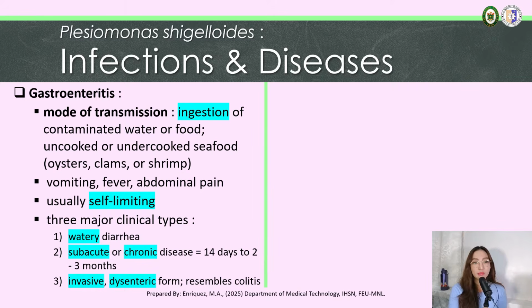All right, ulitin po natin ang mode of transmission ng Plesiomonas shigelloides infections is via ingestion. So there are three major clinical types of gastroenteritis caused by Plesiomonas shigelloides. So one is the simple watery diarrhea. Two is the subacute or chronic disease that can persist from 14 days to as long as 3 months. So imagine having diarrhea for up to 3 months, right?